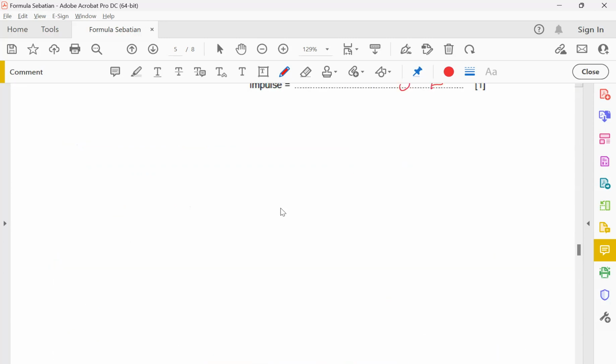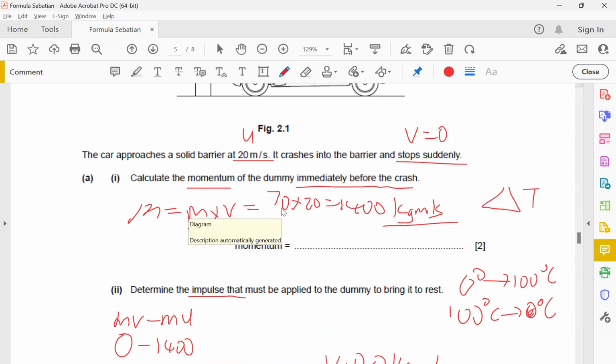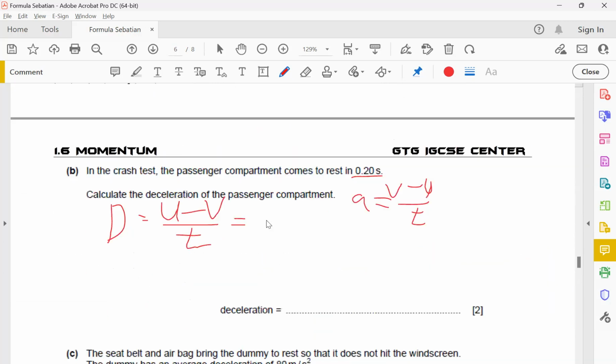What's the initial again? 20. So it's 20 minus 0 over 0.2, right? You get 100 meters per second square, Shinan.